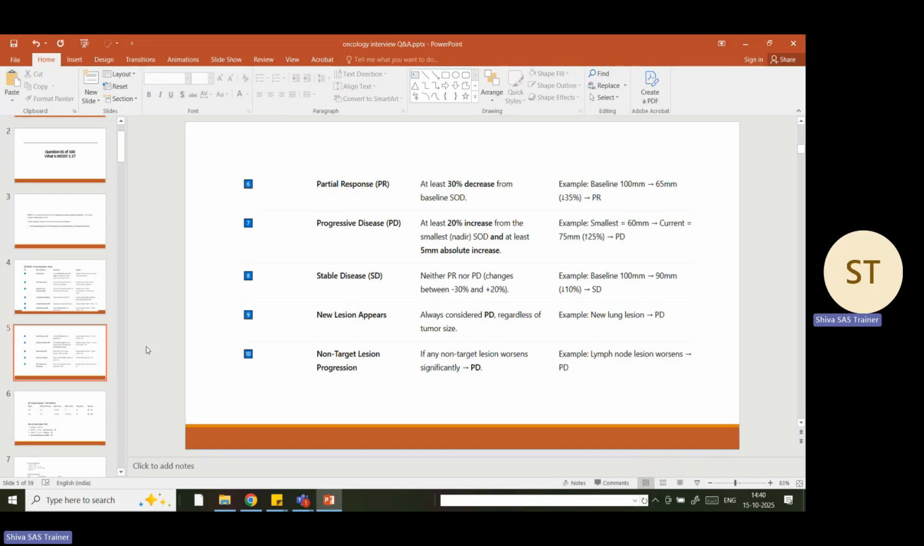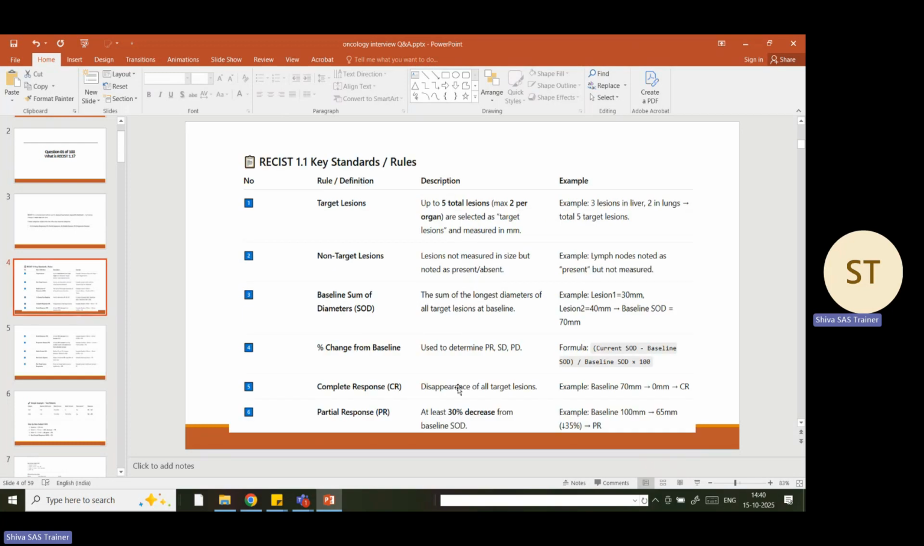After giving the responses it is 30, so that is a 40% decrement. That is a partial response. If it is completely removed from the body, that is a CR, complete response. So current SOD minus baseline SOD, divided by baseline SOD, into 100, will give you the change in percentage.